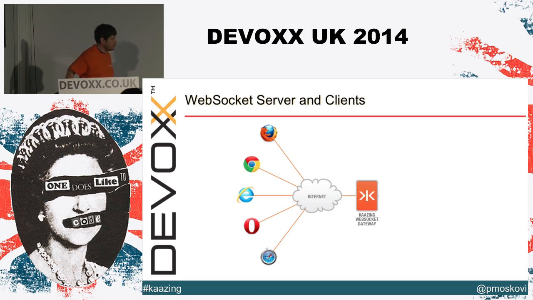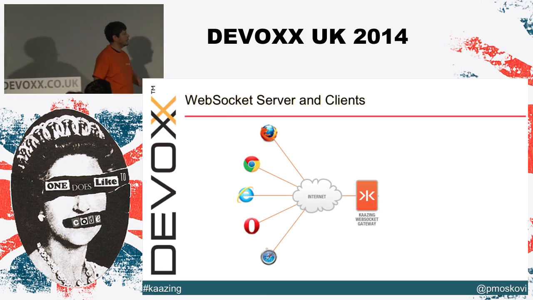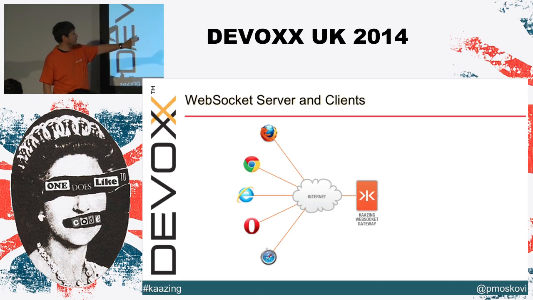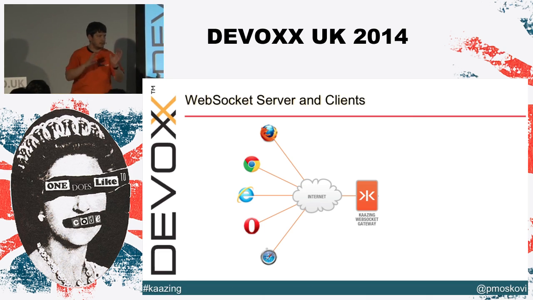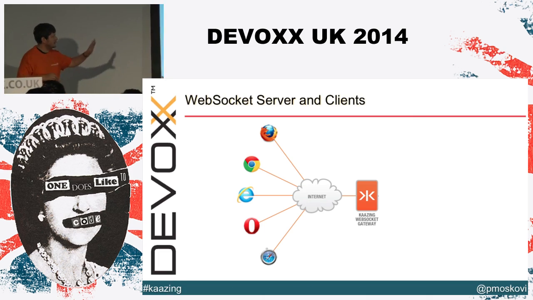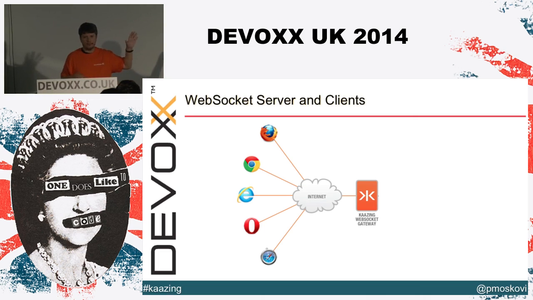Okay, so if we have a WebSocket server, then the clients are connecting to it. As I mentioned, just like for HTTP, you need an HTTP server. For WebSocket, you need a WebSocket server. These clients are most frequently web browsers, but they can be other clients as well. There are WebSocket libraries for Java, for Python, for other languages as well.